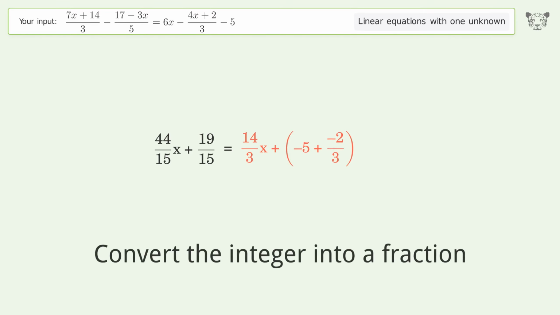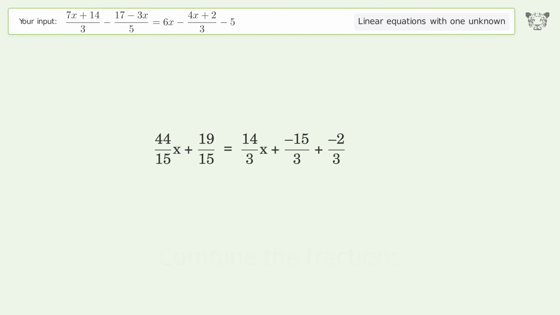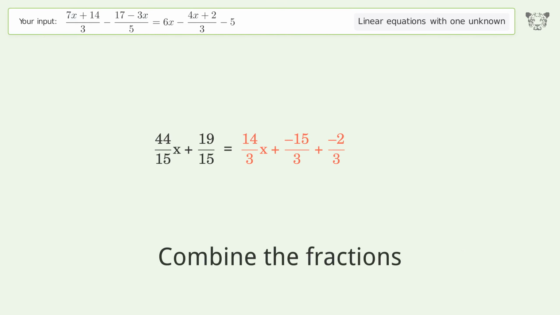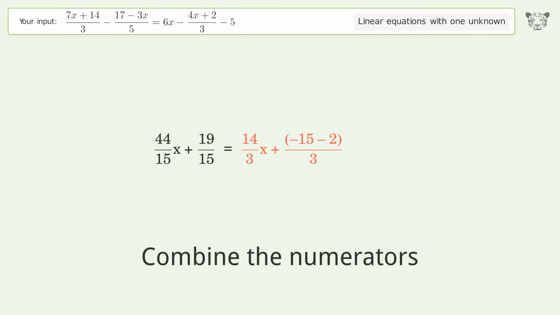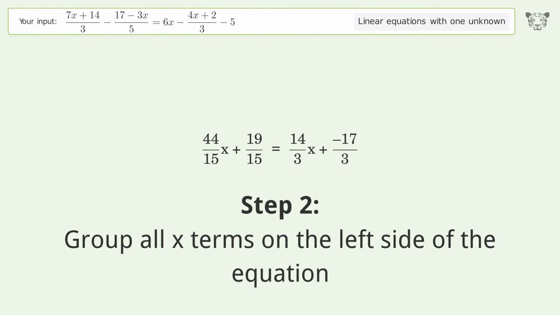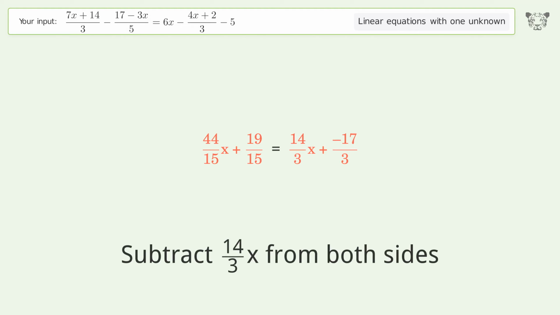Convert the integer into a fraction. Combine the fractions. Combine the numerators. Group all x terms on the left side of the equation. Subtract 14 over 3x from both sides.